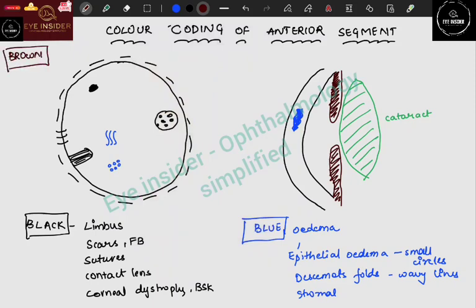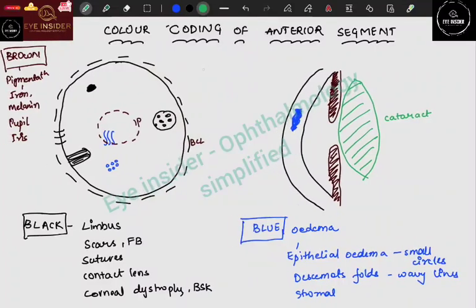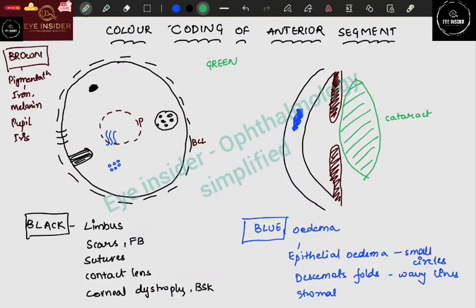With brown shade we indicate the pupil or any pigmentations of iron, melanin, and the shape of the pupil. If the pupil is distorted, we can draw it in a distorted way, or if it is normal we can draw it in a dotted way. Then the iris is also represented in brown. So in the cut section we represent the iris in brown.